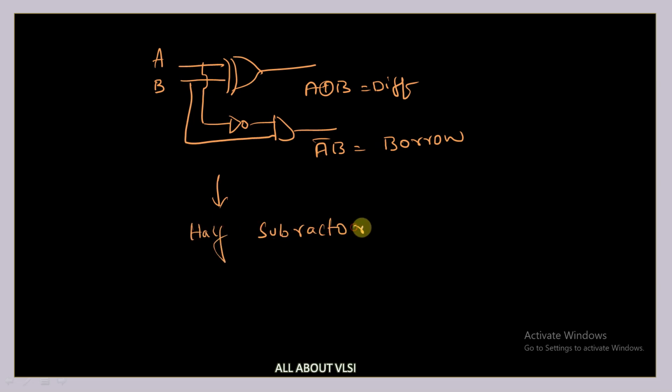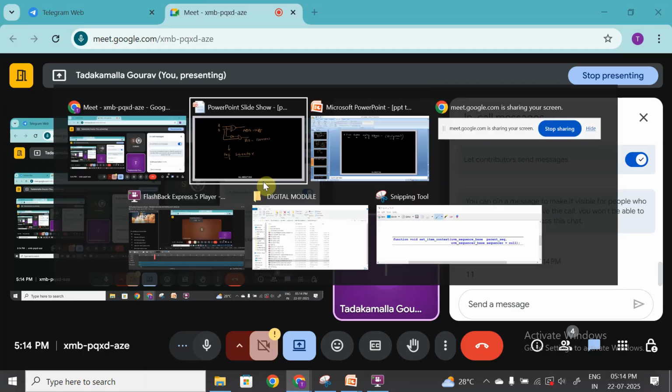And what is the width of A and what is the width of B? 1 and 1. Exactly. Yes. So this was about your half subtractor. Now let us see about your full subtractor.